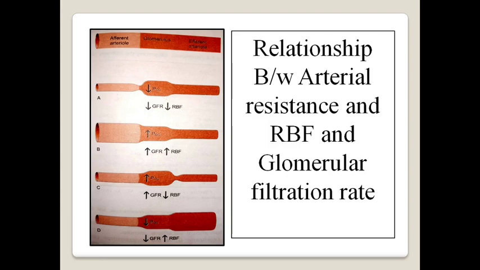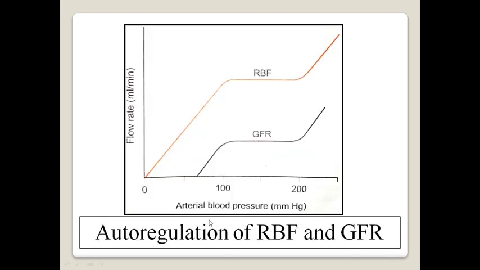Then, another important point about the myogenic mechanism: if we see the graph here, how does auto-regulation of renal blood flow and GFR happen? If we plot a graph with the systemic arterial blood pressure on the x-axis and the flow rate of blood in the kidney on the y-axis, what is going on here?